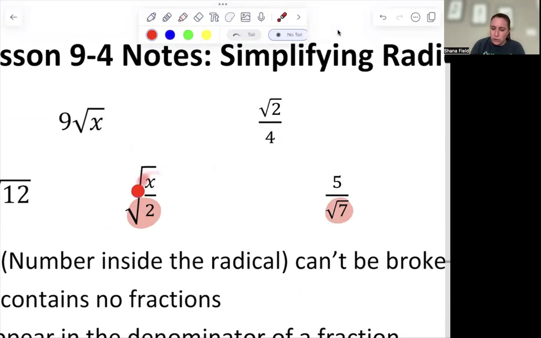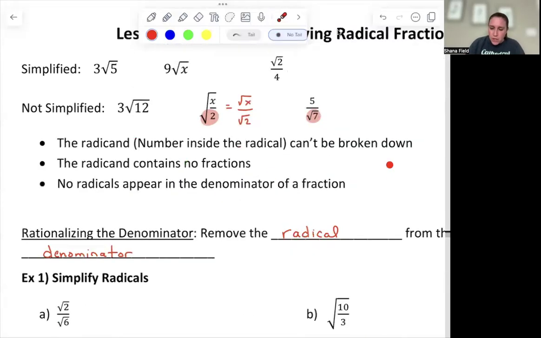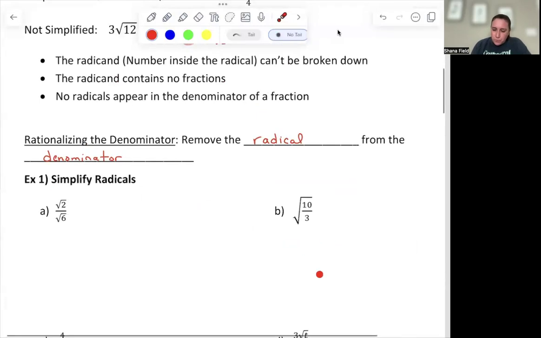We talked earlier in this chapter about understanding that one big square root is the same thing as having two little square roots. So we have that radical in the denominator. How do we get rid of it? We're going to do what's called rationalizing the denominator, and all that is, is removing the radical from the denominator.